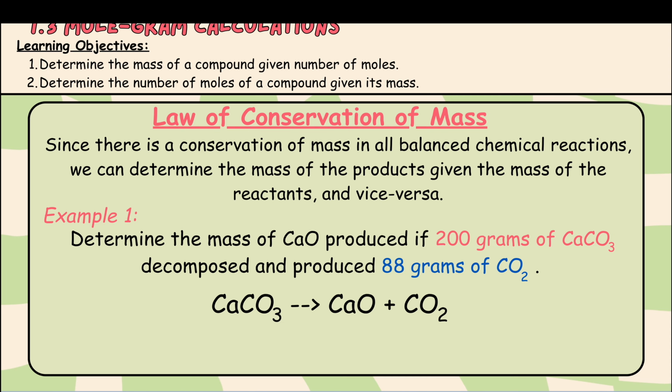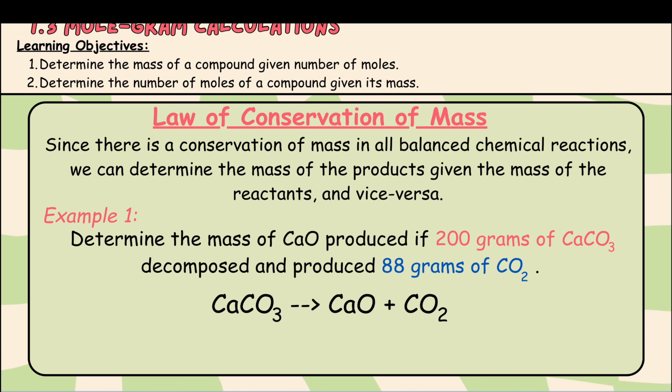Okay, so the second part of this section is about the law of conservation of mass. So we talked about this already. But since there is a conservation of mass in all balanced chemical reactions, we can determine the mass of the products given the mass of the reactants and vice versa. So for example, this question says determine the mass of calcium oxide produced if 200 grams of calcium carbonate decomposed and produced 88 grams of carbon dioxide.